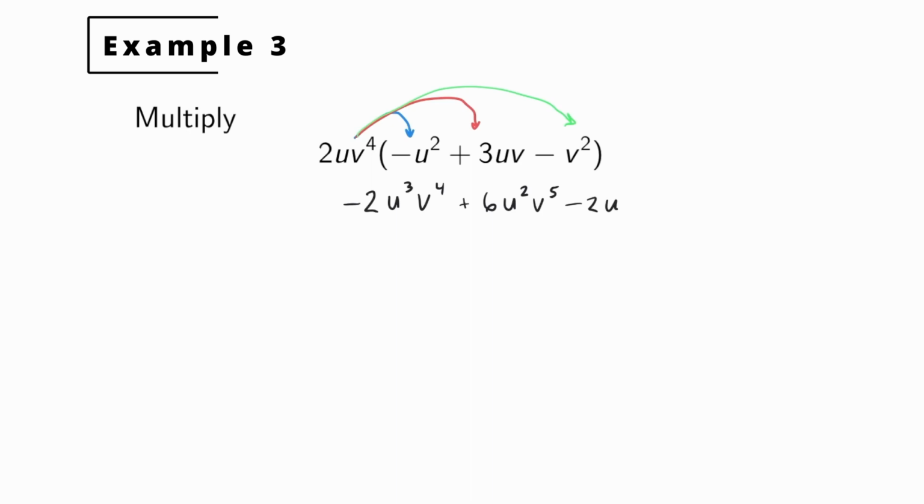And then we have v to the 4th times v squared. That's v to the 4 plus 2, which is 6. And that's it. And that's all there is to multiplying monomials.